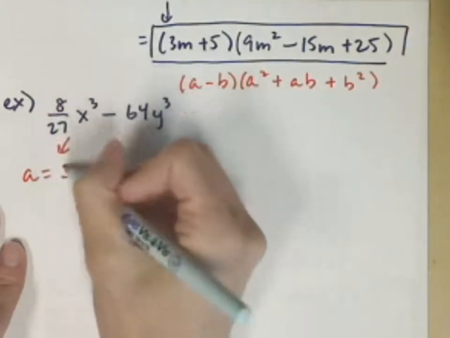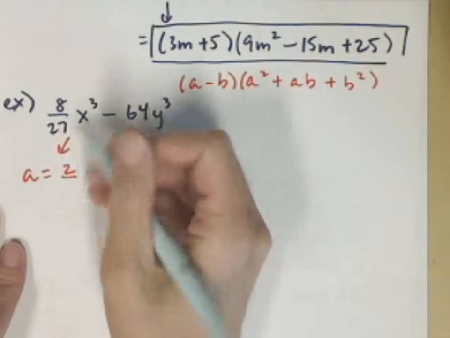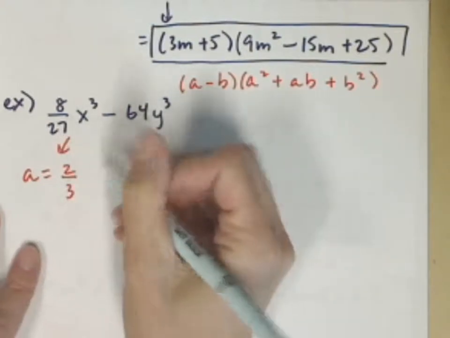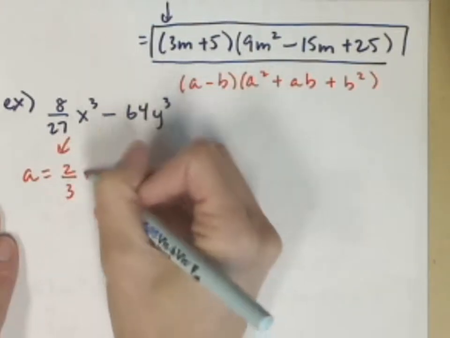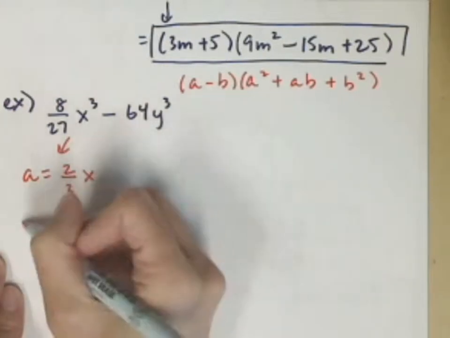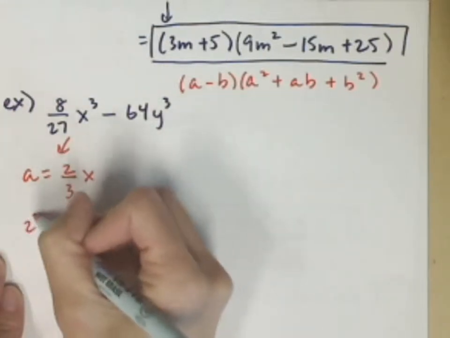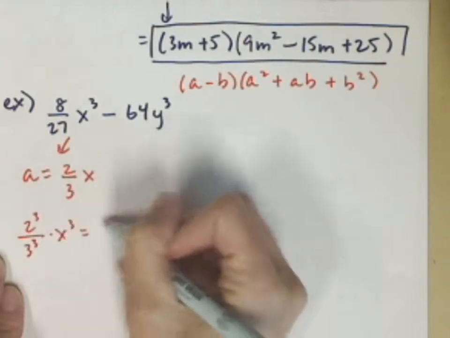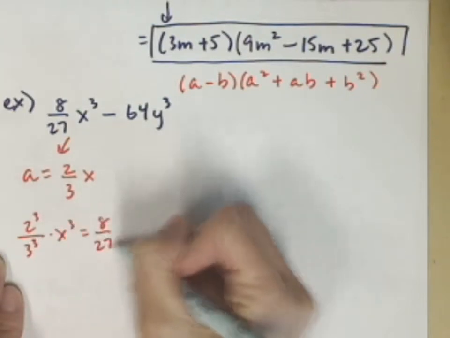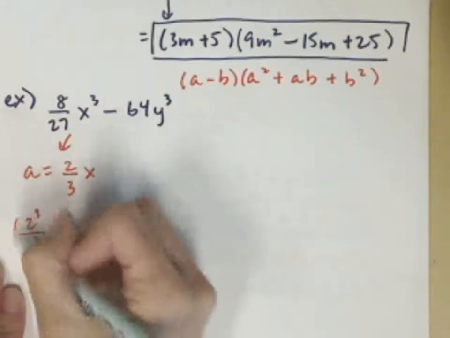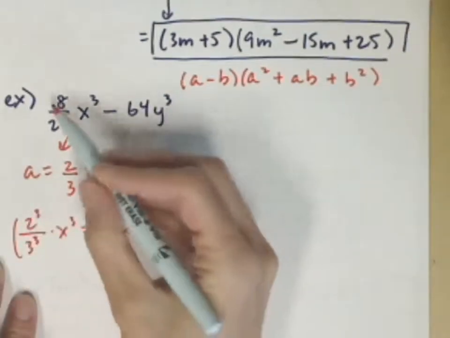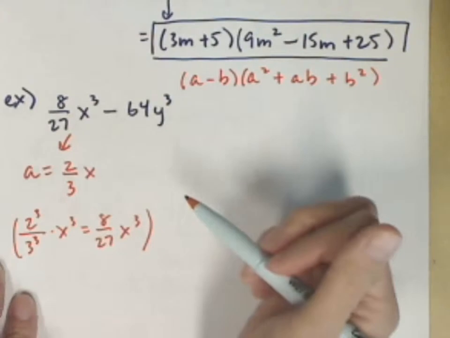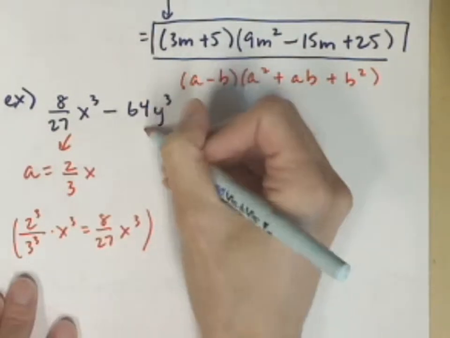So here's my fraction. It was a 2. What got cubed to be 27? That's a 3. And then what was cubed for the x cubed? That one was x. I check it because 2 cubed over 3 cubed times x cubed equals my 8/27 x cubed. So with those fractions, just break them down. Do the numerator separate from the denominator. Now I need my b.